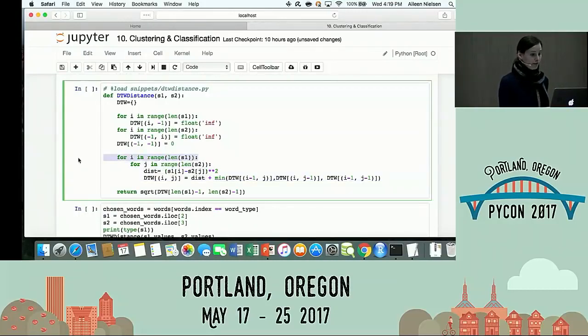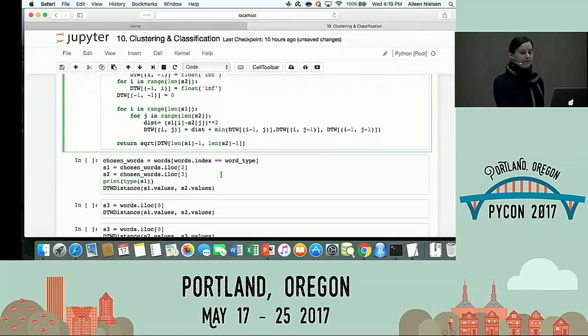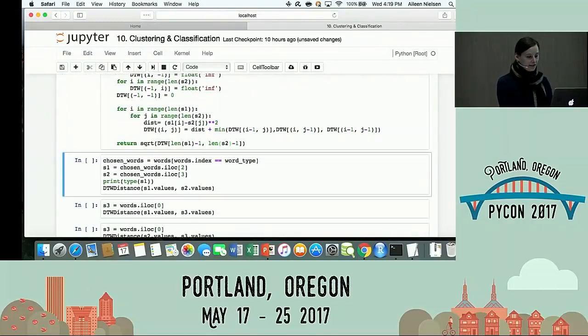So for every point in the first time series, for every point in the second time series, we try to compute that distance where we're sort of minimizing, right? We're getting the minimum of either moving one forward, moving another point forward, keeping them matched up, and getting that minimum distance. So that gets our dynamic time warped distance.